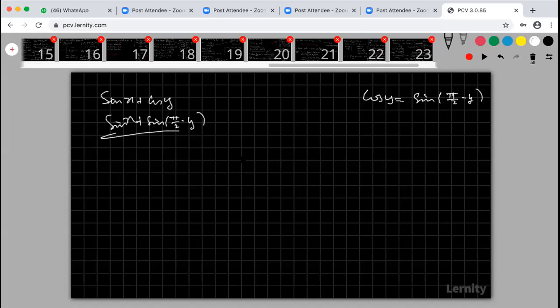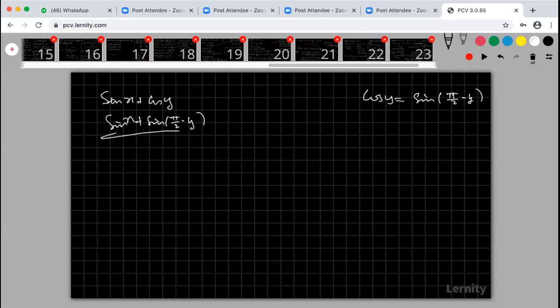What is that? If it is sin 2x plus sin 2x, then it can be 2 sin 2x, that is correct. Yeah, any doubt? Supraja, any doubt? What doubt?